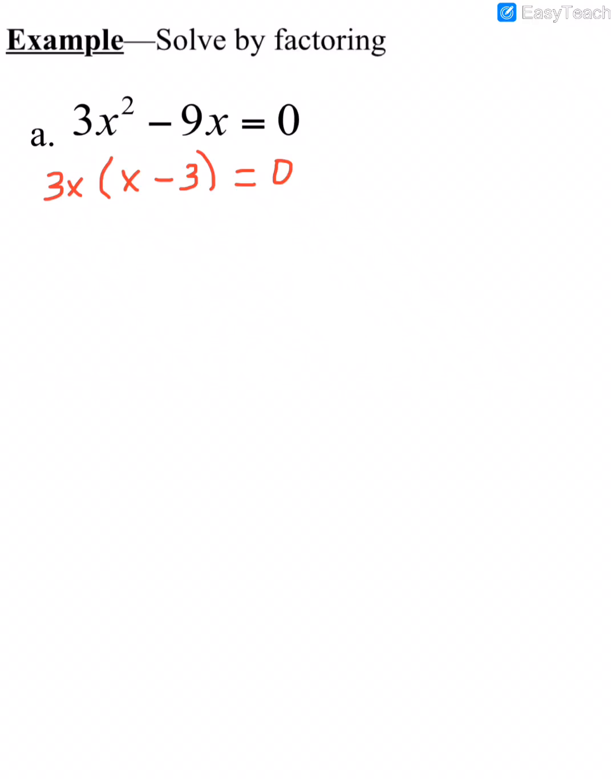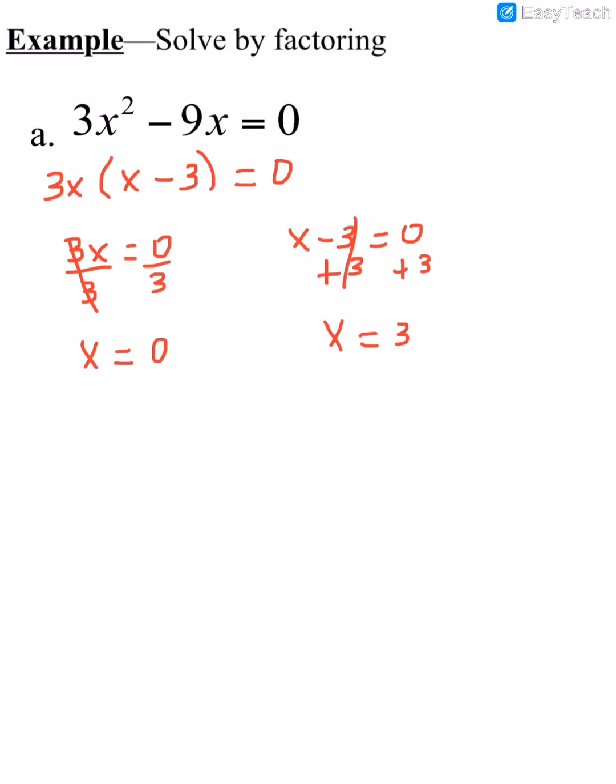I can do that because of the zero product principle. So I'm going to take 3x and set it equal to 0, and x minus 3 equals 0. Then I solve each one of those. To solve the first one, I'm going to divide by 3, and 0 divided by anything is 0. To solve the second one, I need to add 3 to both sides, and that gives me x equals 3.